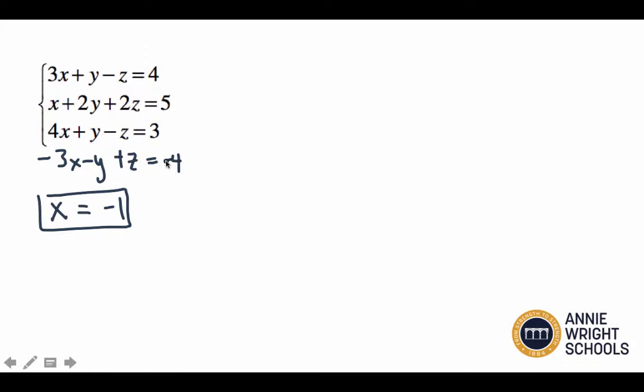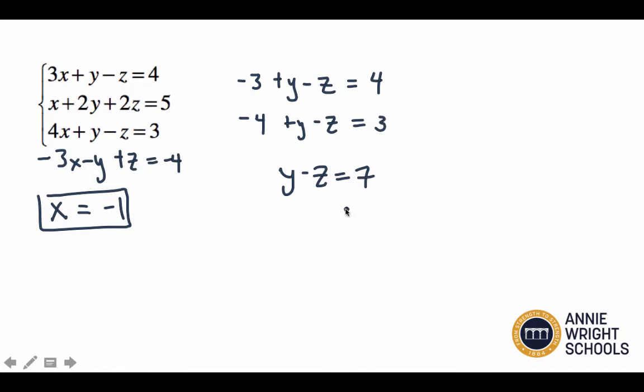So now that I've done that, I can just go back to these original equations and say, well, this is negative 3 plus y minus z, and that equals 4. And then here I get negative 4 plus y minus z equals 3. I can add 3 to both sides, I can add 4 to both sides, and you're going to get the same thing, y minus z equals 7.